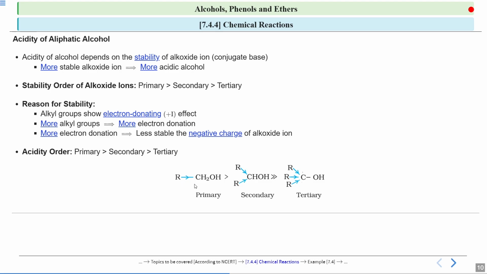So you can see as your oxygen and hydrogen bond polarity is decreasing. In primary, there was most polarity. So as your oxygen and hydrogen bond polarity is decreasing, the acidic nature is decreasing. So primary is the most acidic, then comes the secondary, and least is the tertiary. I hope this is clear.